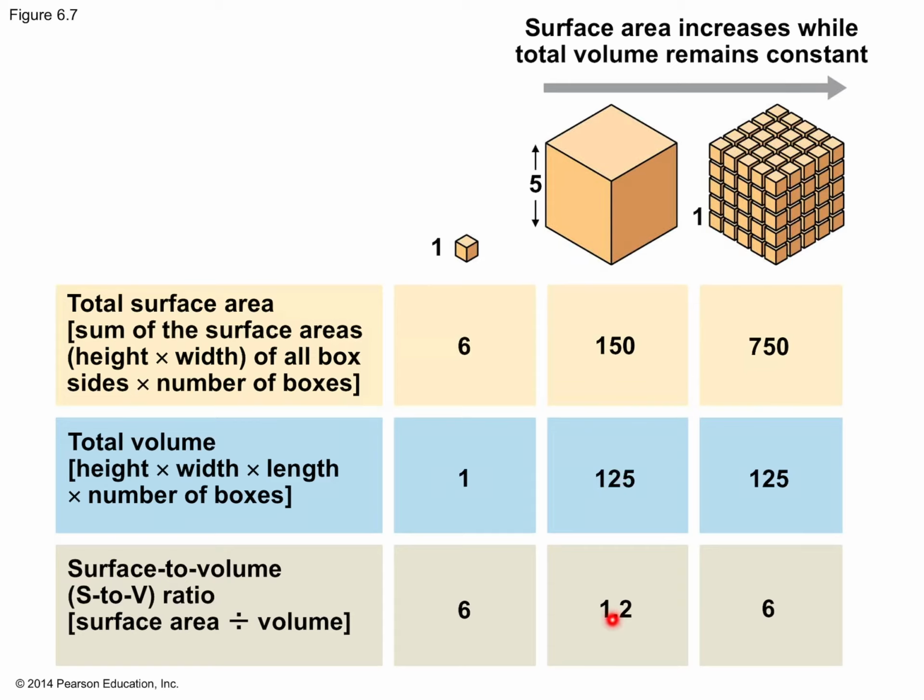So take your surface area of the large cell, divide by the volume of the large cell, 1.2. 1.2 means there's 1.2 units of volume now. I'm sorry, 1.2 units of surface area for every 1 unit of volume. Over here we had 6 units of surface area for every 1 unit of volume. And that's because our surface area grows faster than our volume does, okay?